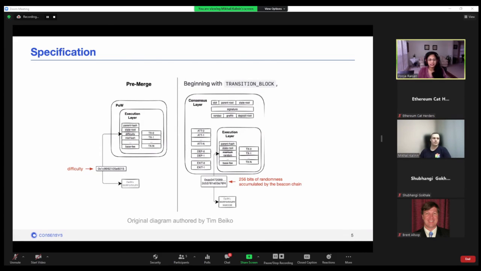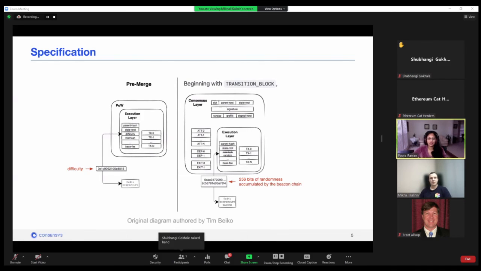So if you have any concern or if you want any further modification in the proposal, please feel free to join any of the discords. The ETH R&D discord is one of the best ones to talk about it, or join the community calls. I see Shubhangi has a question. Shubhangi, please go ahead.